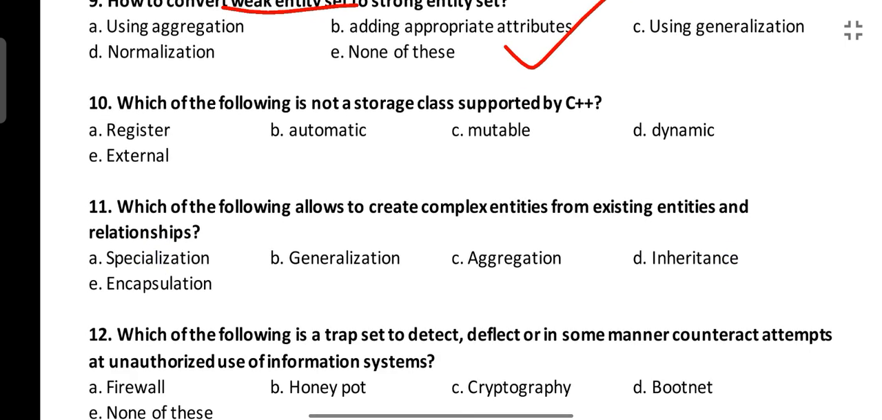Next is which of the following is not a storage class supported by C++? So register is supported, extern is supported, auto is supported. Yeah, dynamic is not supported. So the answer is D.